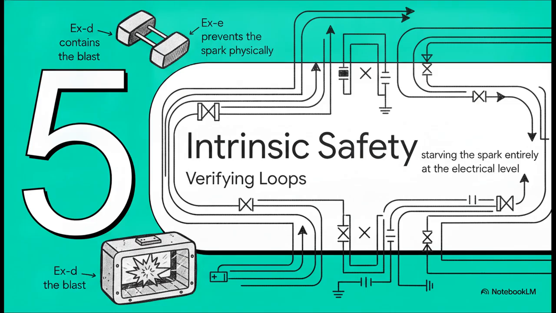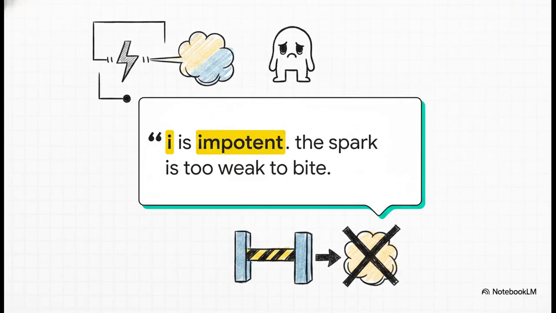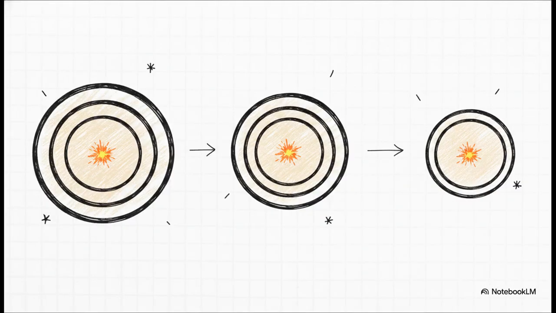Finally, we reach Section 5, Verifying Intrinsic Safety Loops. If Ex d contains the blast and Ex e prevents the spark physically, intrinsic safety, or IS, is the ultimate method of starving the spark entirely at the electrical level. To quote the source material perfectly here: Ex i is impotent, the spark is too weak to bite. Intrinsic safety works by fundamentally limiting the electrical energy, both the voltage and the current, available in a circuit, so that even in a worst-case short circuit, the resulting spark simply does not have enough thermal energy to ignite a gas mixture. It's brilliant! Designers use these categories to select the proper IS barrier depending on just how deep into a hazardous zone the instrument actually sits.